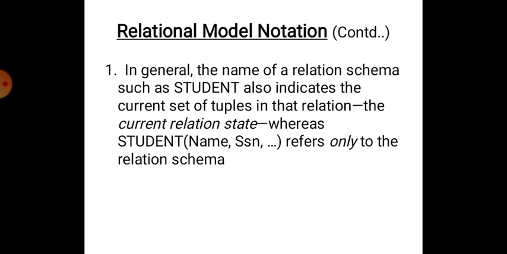Next, in general, the name of the relation schema such as STUDENT, all letters in capital as you can observe, also indicates the current set of tuples in that relation, the current relation state, whereas STUDENT(Name, SSN, ...) refers only to the relation schema. So when you write STUDENT, the name of the relation, and in brackets all attributes, it speaks about the various attributes in that relation. So as per this, in the student relation, the attributes are name, SSN, and other attributes.